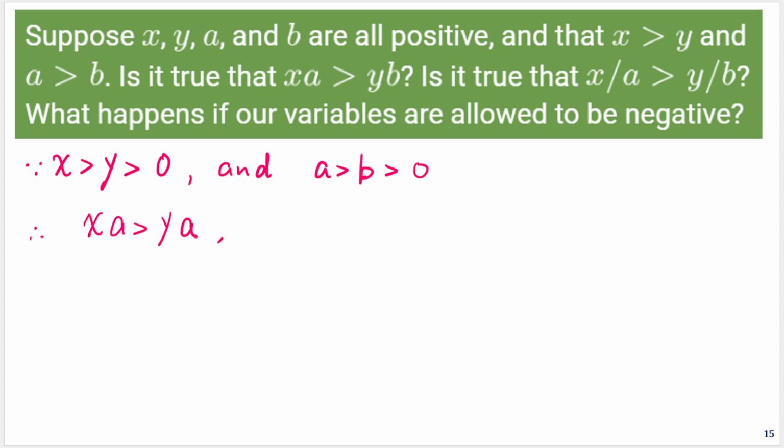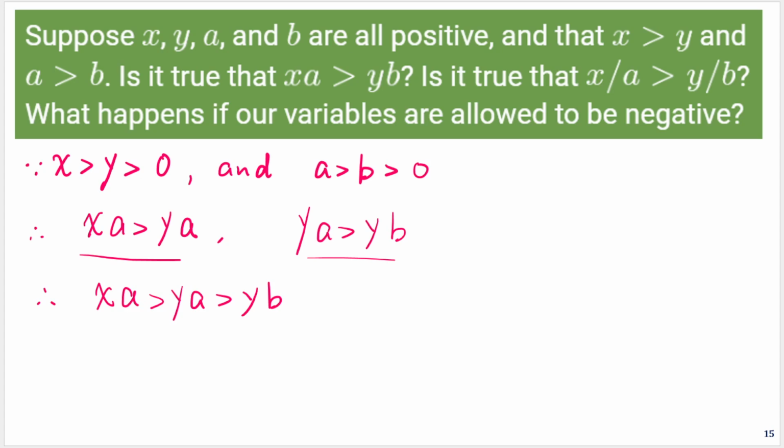And if we consider this inequality, we can multiply that inequality using the number y, which means we can also have ya must be greater than yb, right? Then we can combine these two inequalities together, and therefore we have xa must be greater than ya, which is greater than yb, right? Therefore, we can actually prove xa must be greater than yb. Did you get it? So the first statement is always true.